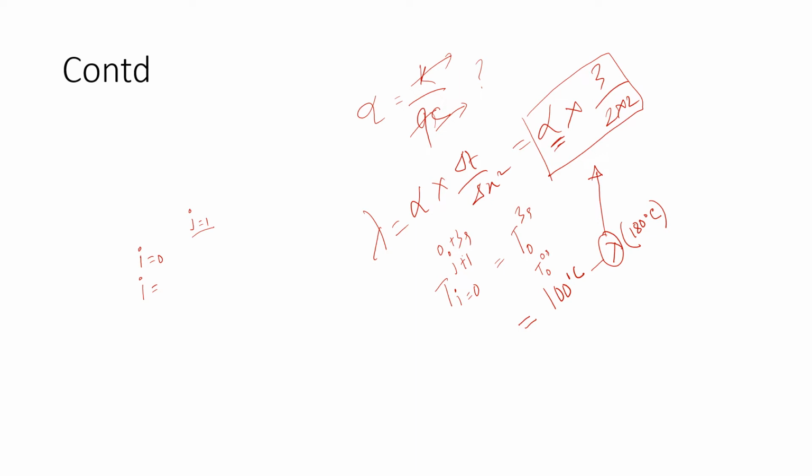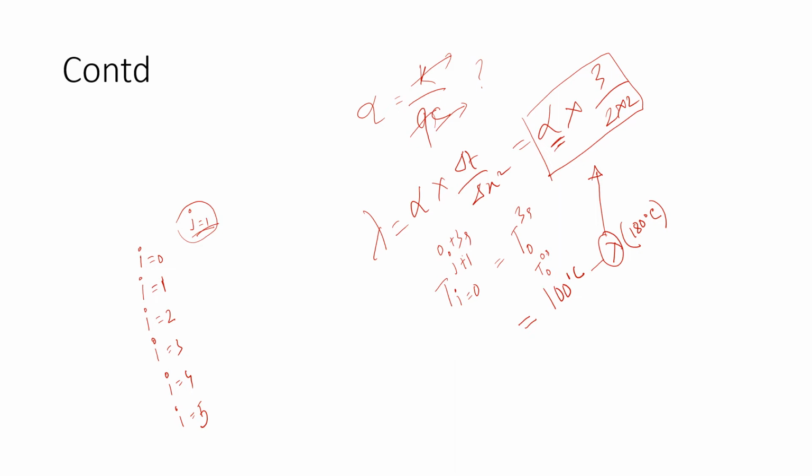But this time i will be 1. Okay, so again you repeat this step for i equal to 2, then i equal to 3, then i equal to 4. As there are 5 segments, i equal to 5, at the same time increment of 3 seconds.